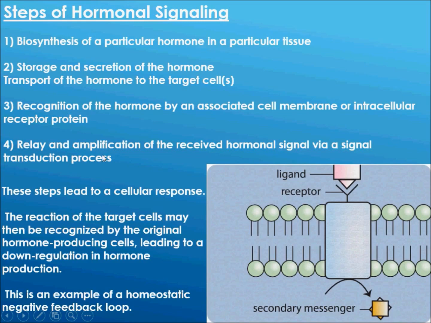And then relay and amplification of the received hormonal signal via the signal transduction process takes place. That means when this hormone binds with the receptor on the target organ, it amplifies the hormonal signal. These steps lead to a cellular response. The reaction of the target cells may then be recognized by the original hormone producing cells, which leads to downregulation in hormone production. And this is an example of a homeostatic negative feedback loop.